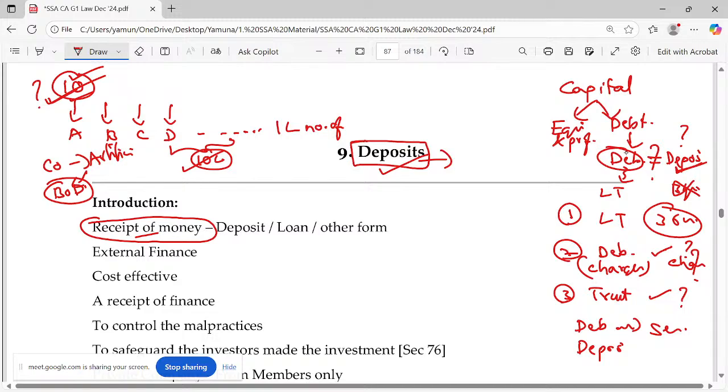It's a non-depositor. How does the company get money? There's no receipt of money, right? How does the company get money? Sorry, how do you get money?